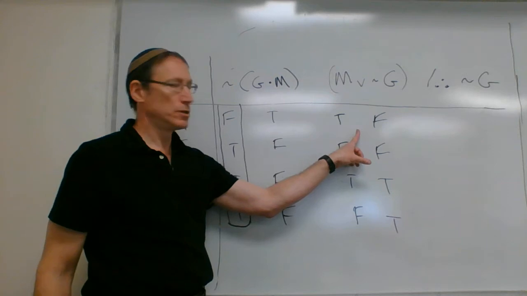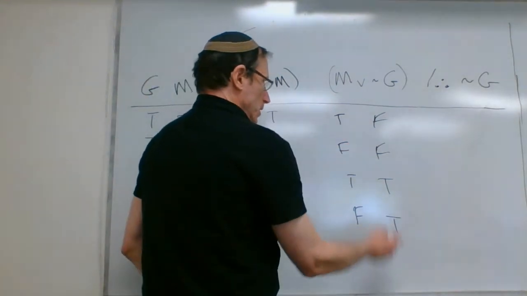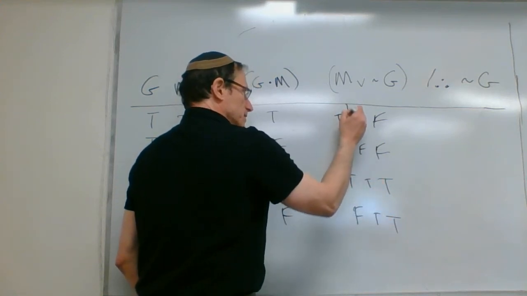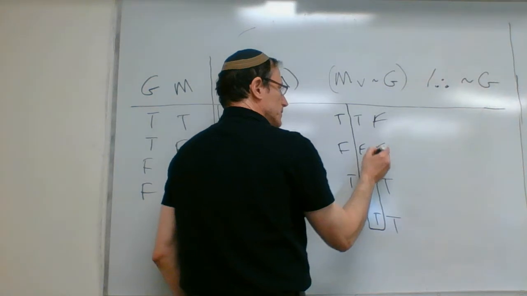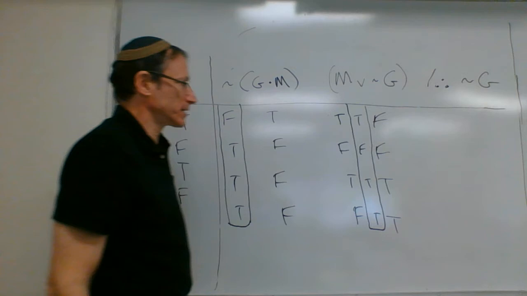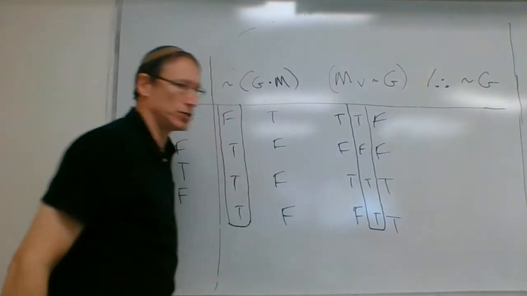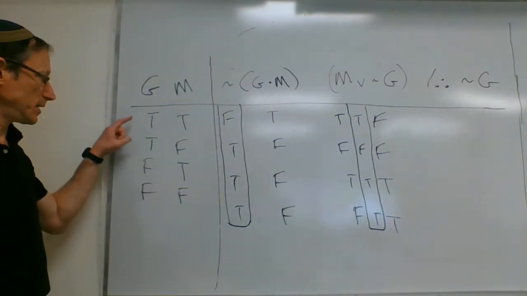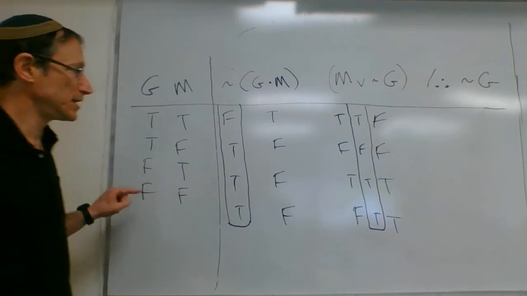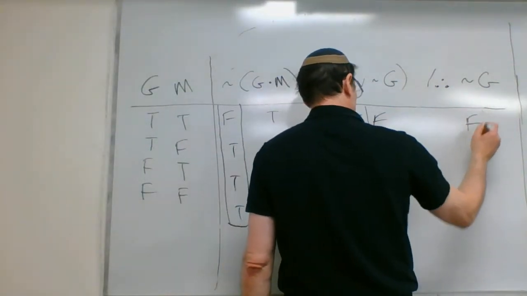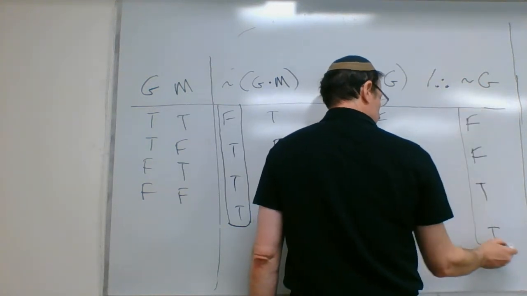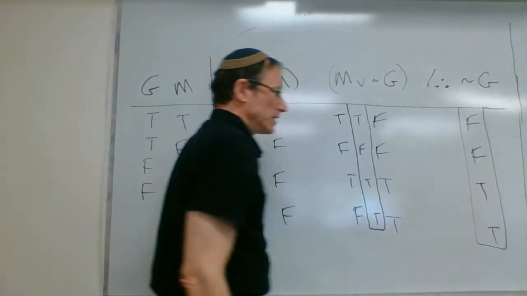Now I have a wedge. So the wedge is going to be true, false, true, true. This is the value of the second premise, T, F, T, T. And now I get to my conclusion. The conclusion is not G. So not G is going to be the opposite of whatever the value of G is over here. So we'll get F, F, T, T. So this is the value of not G all the way down.